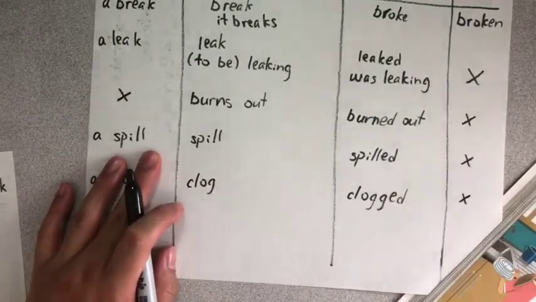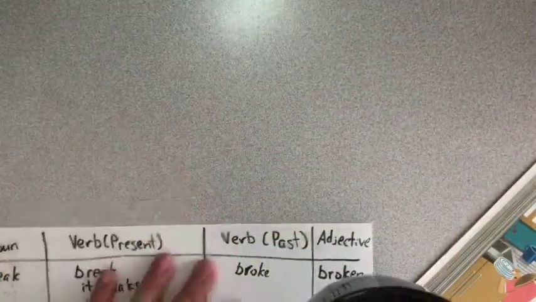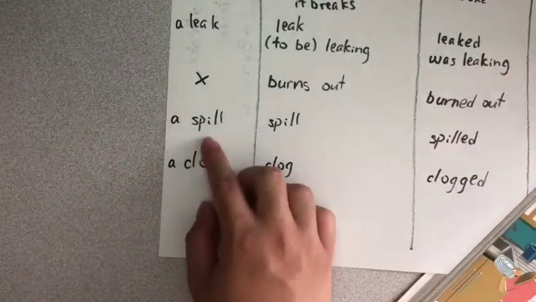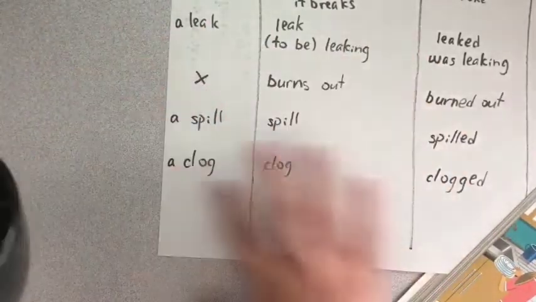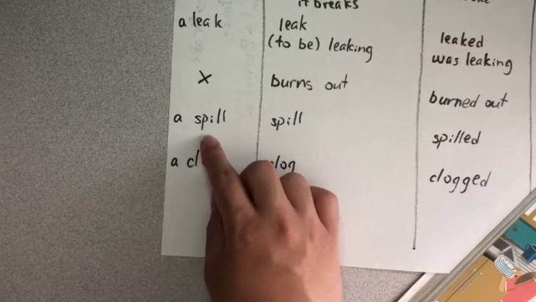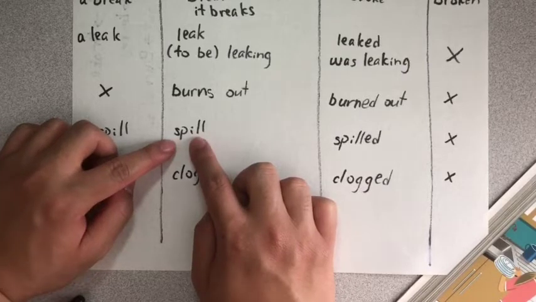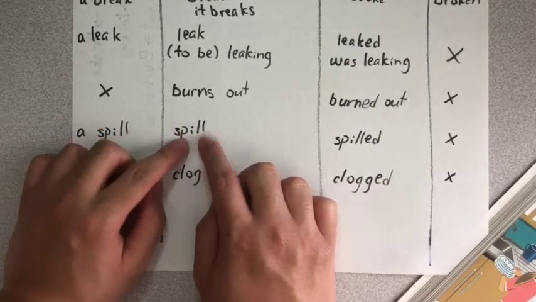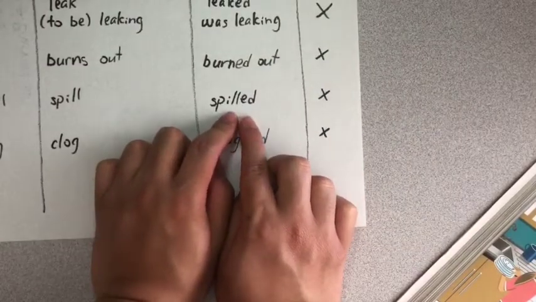A spill. A spill is when you spill water. So I have a cup here, and I go, uh-oh, and then all the water goes out onto the table. I spill the water. There's a spill. So, a spill is when I have a cup and I pour water everywhere. There's water everywhere. It's a spill. The verb is spill. Who spills the water? I spill the water. I spill the water on the table. The past tense is spilled. I spilled the water everywhere yesterday.